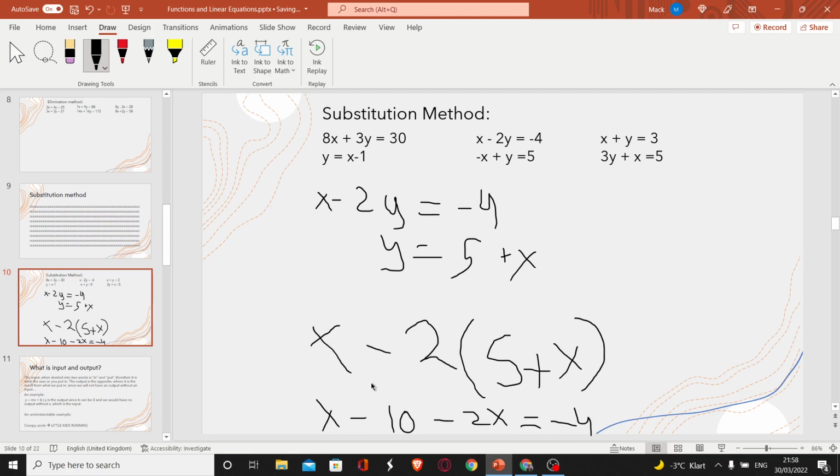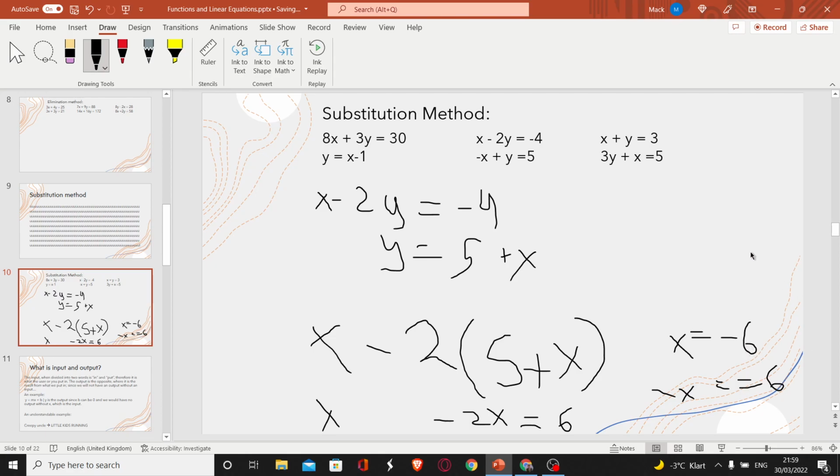Now what do I do? Very simple. I add 10 on both sides to get rid of this 10, and this minus 4 has 10 added to it, so it turns into 6. And now we have x minus 2x equal to 6, and we know that x minus 2x is minus x, equal to 6, and divide or multiply both sides by -1 to get x. We get x equal to -6.